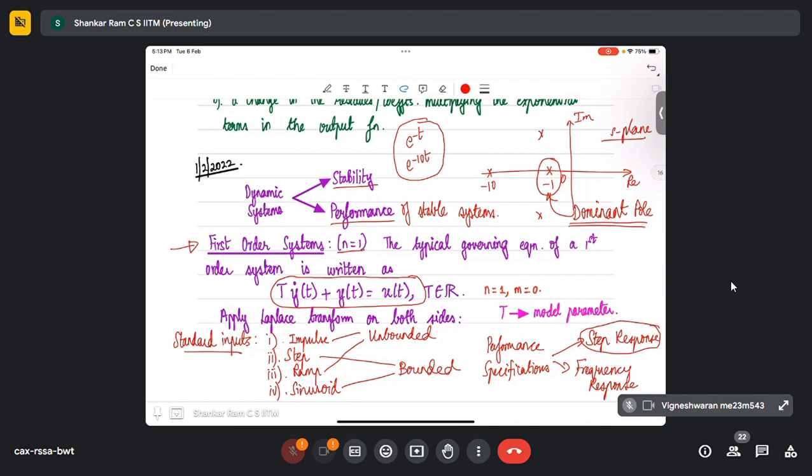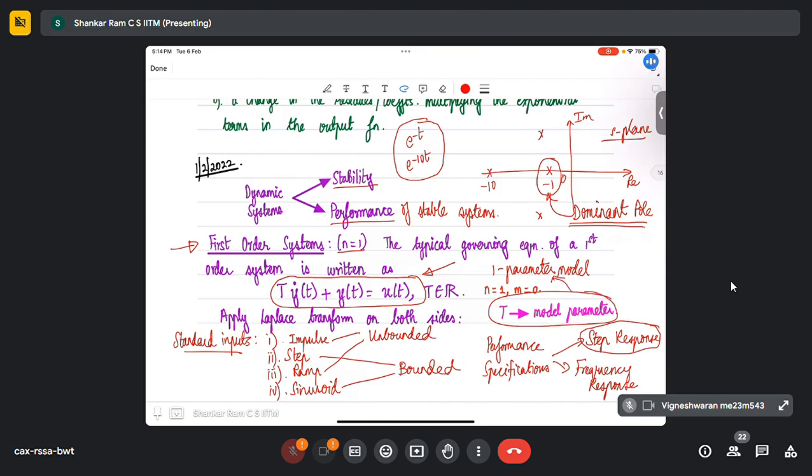So the typical governing equation of a first order system is given by this. The governing equation is written as T y dot plus y of t equals u of t, where T is a real number. So here, this is a one parameter model. Why am I calling it a one parameter model? Right now, there is only a single parameter, which is capital T. That's why it's called a one parameter model.